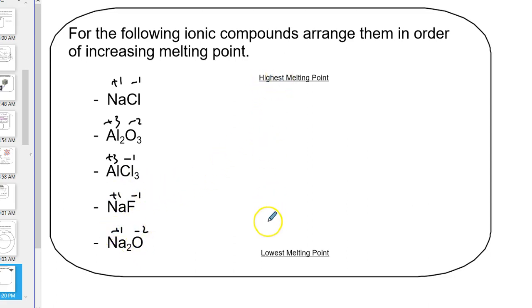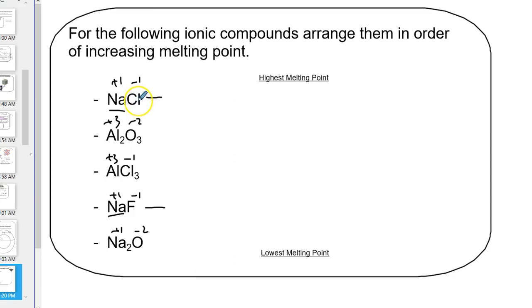Alright, the lowest melting point is going to be the one with the lower charges. So this guy is a 1, 1, this guy's a 1, 1. So I got these two first. They're tied. Now I'm going to go to size. Notice we'll always have one of them be the same. We're going to just compare these two. And that would be the size of the atoms.